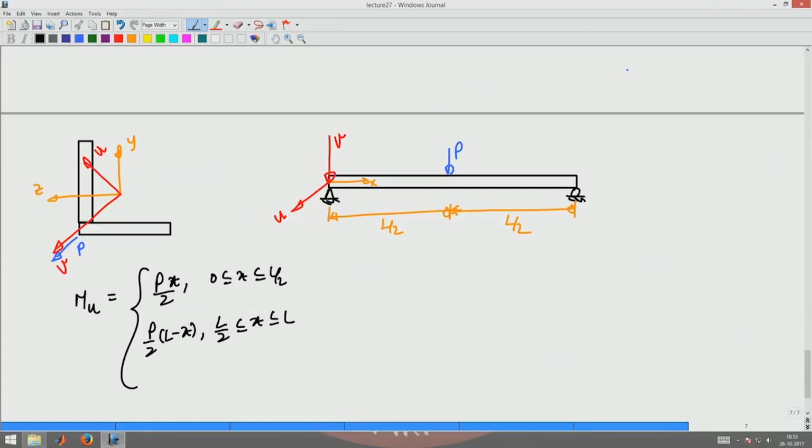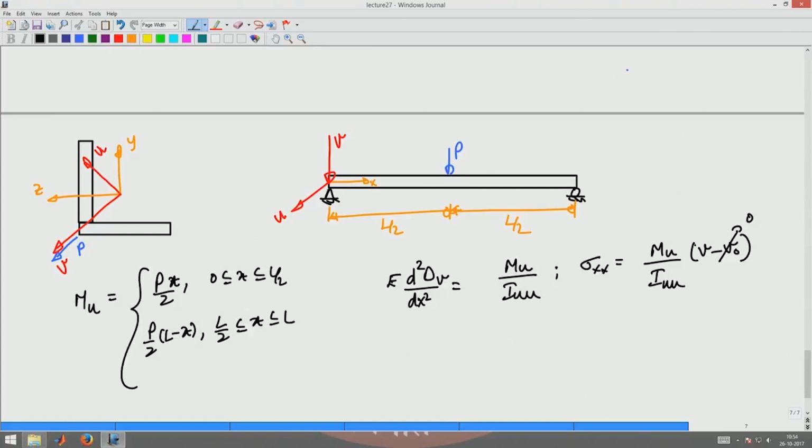Okay. Now then from the bending equation you have E d square delta V by dx square is equal to Mu by Iuu. Okay. So basically now, your stress sigma xx would be Mu by Iuu into V minus V naught. Okay. Where V naught is the position of the CG of the cross section along the V. Since we assume that the centroid and the origin of the coordinate system coincide, this V naught would be 0. Okay. So this will be given by this expression in here.